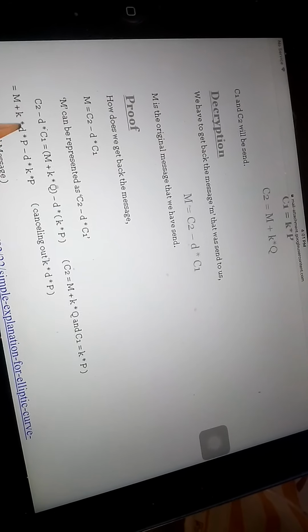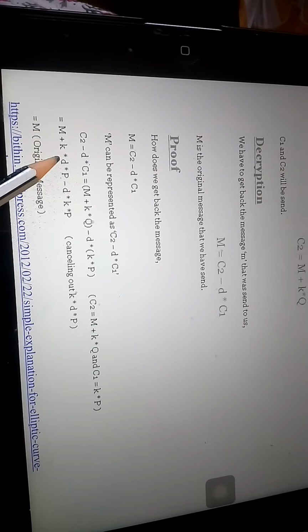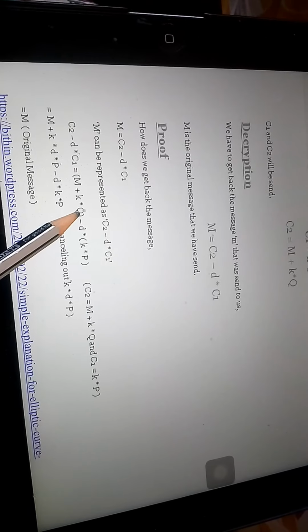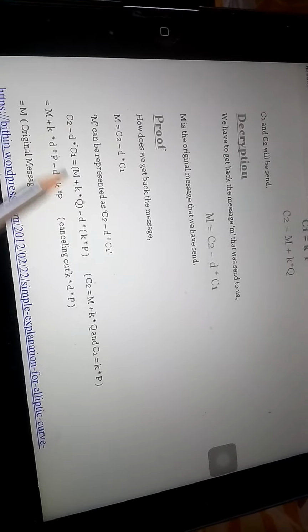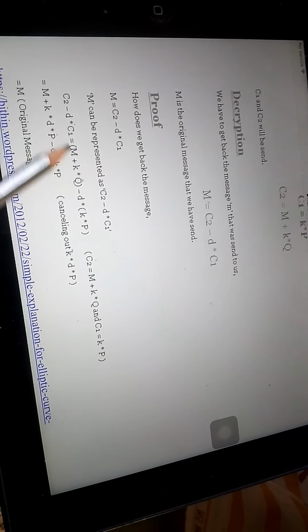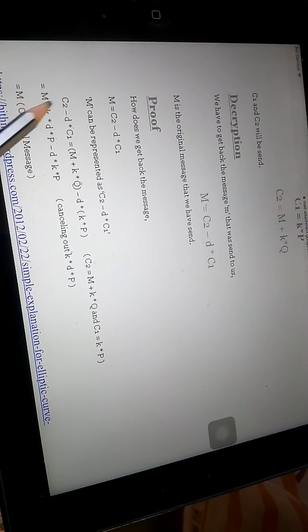Now when we are solving it, we can cancel both these k into d into p terms, which gives 0 here, leaving the m value alone, which is nothing but our actual original message, correct? Did you understand? So m plus k into d into p minus d into k into p. How did we get this d into p? It is nothing but our public key. Substituting the value of our public key q, which is d into p, we end up with k into d into p minus d into k into p. Cancelling out these two common terms, we are left with the value of m, which is nothing but our original message.